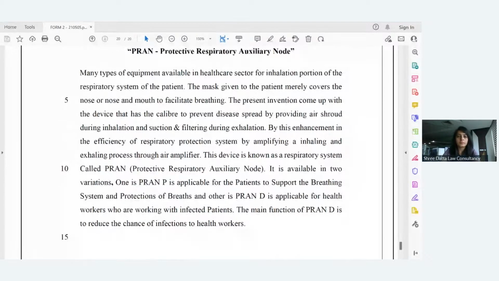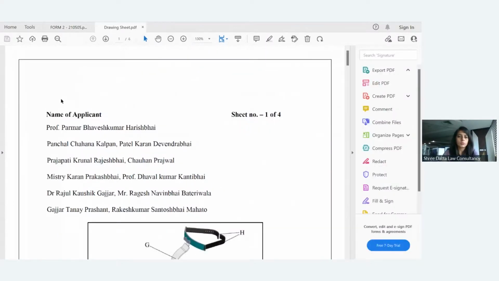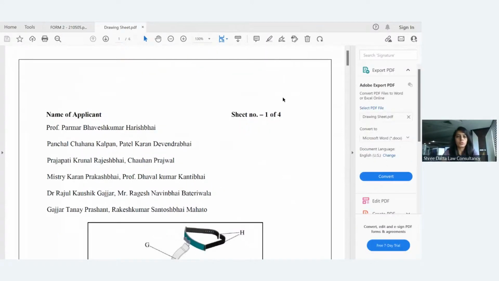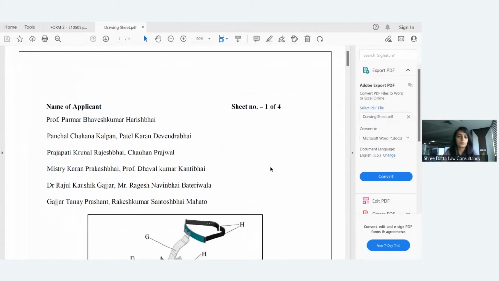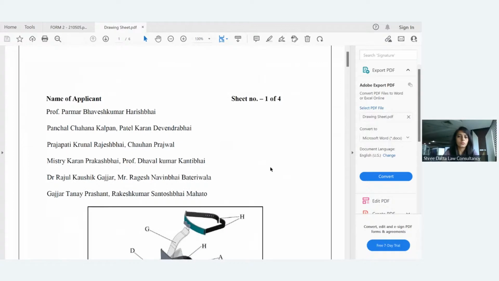Now, how will the drawings look? Is the drawing sheet visible? Is it visible?